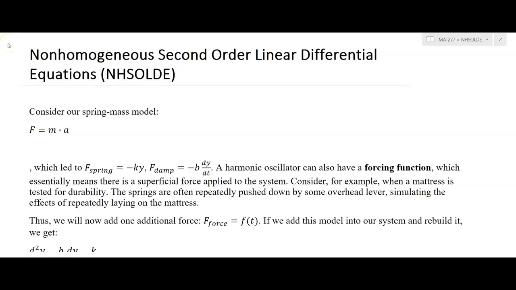Hello and welcome. In this video we're going to analyze the final form of the second order linear differential equation, which is the non-homogeneous second order linear differential equation.